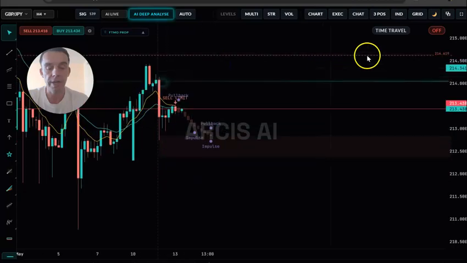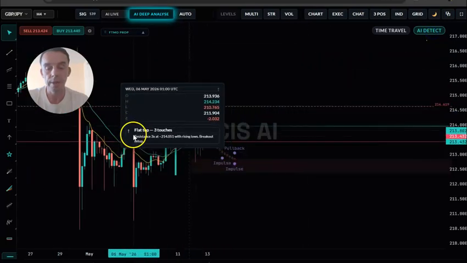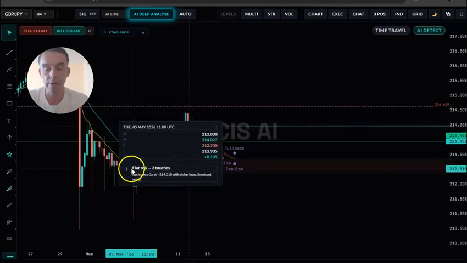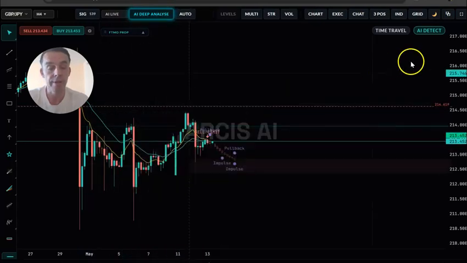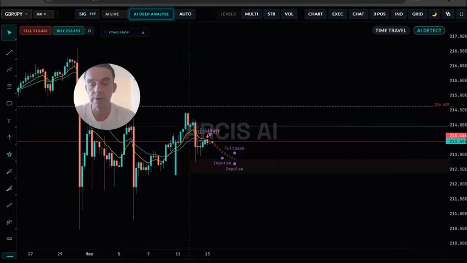Another cool tool we have is the AI detect. So you can hover over candles and it will tell you exactly what's going on. Now this is work in progress, it needs to get smarter, but it's a really cool feature, but I'm still fine tuning that. It will get better over time.